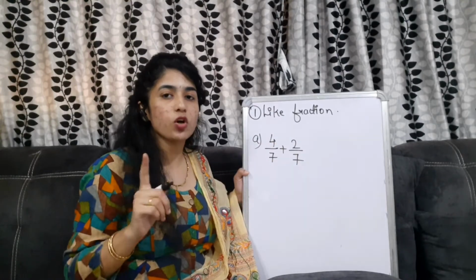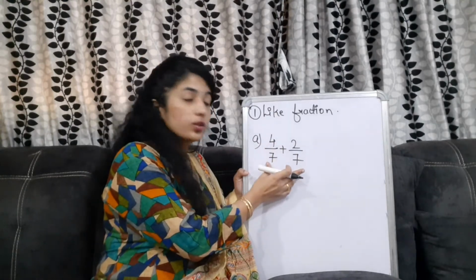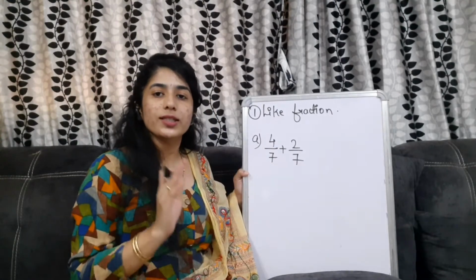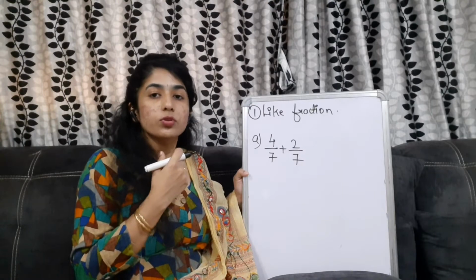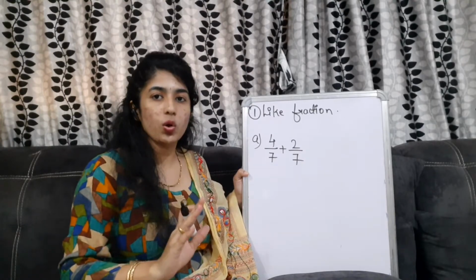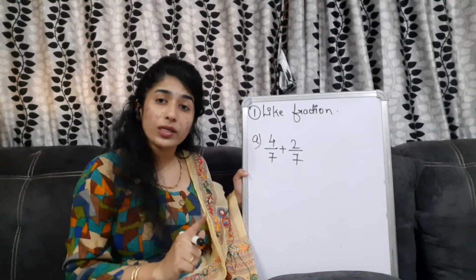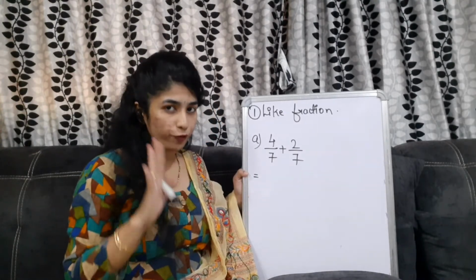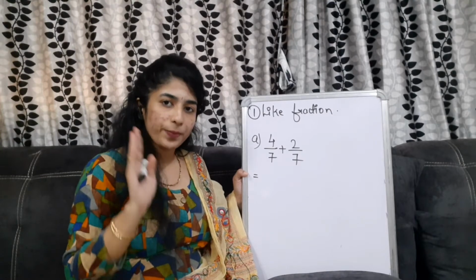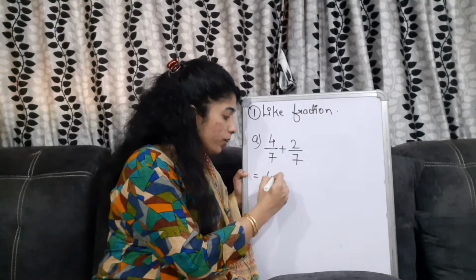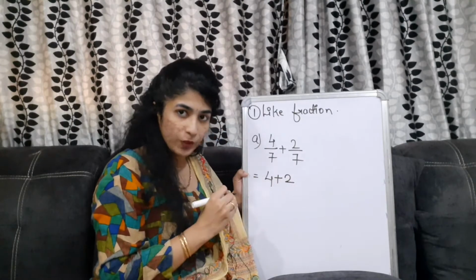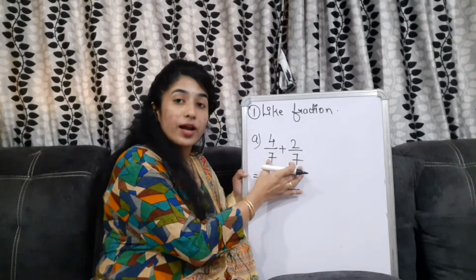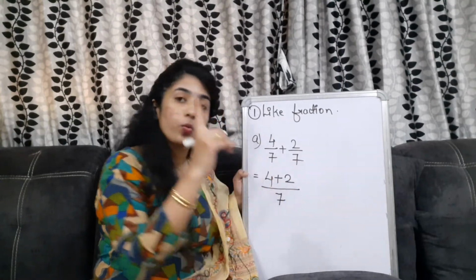Here first step is always check the denominator. Oh, you are lucky that you are getting the same denominator. So when you are getting the same denominator, you just do not have to worry about anything. Just go and simply add only the numerators. So here tell me who all are the numerators? 4 and 2. So you will simply go and do 4 plus 2. Okay. You will put a big line and then you will write only 7 one time.